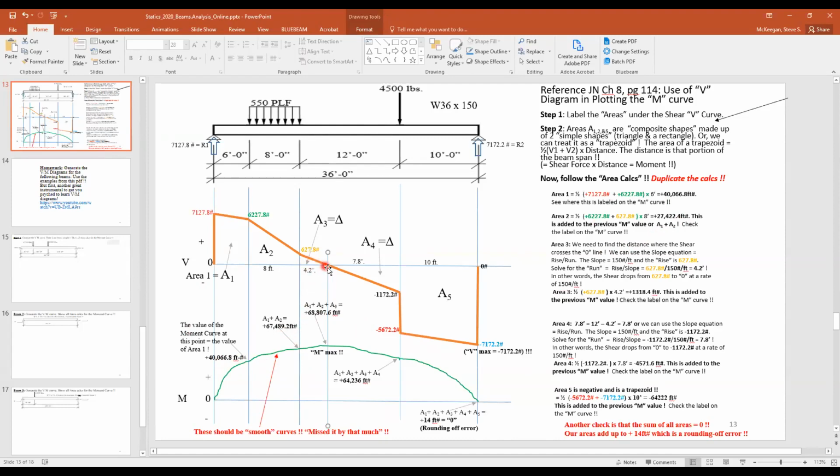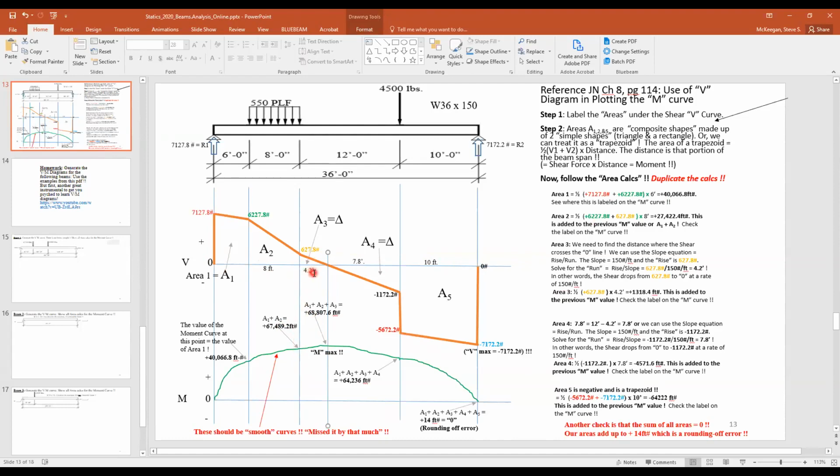Area 3 is a what? It's a triangle. Is it positive or negative? It's positive. It's above the shear zero line. Some of you are not putting in your zero line axes. Okay? Do so. It's critical. It'll help you determine that this is a positive area, but it's a small area. So if you look at it, the value of the moment curve here is not that much greater than what it was at this significant point on the beam.